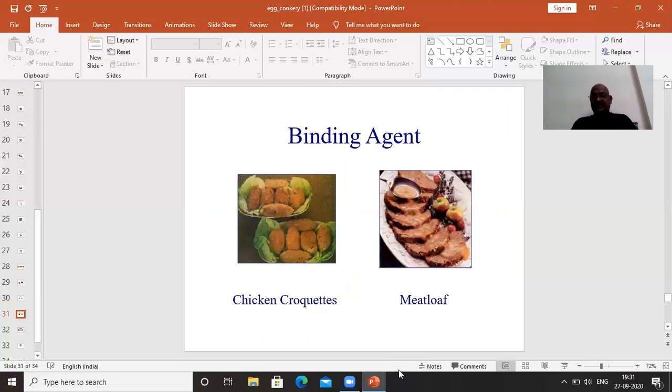Binding agent. Egg is also used as a binding agent. If something is crumbly, something is breaking out, at that stage we add some egg, fold it, and bind it properly. When it binds properly, automatically a good shape comes to the dish that you are going to fry or cook. For example, chicken croquettes and meatloaf. So when you add the egg as a binding agent, it holds properly.